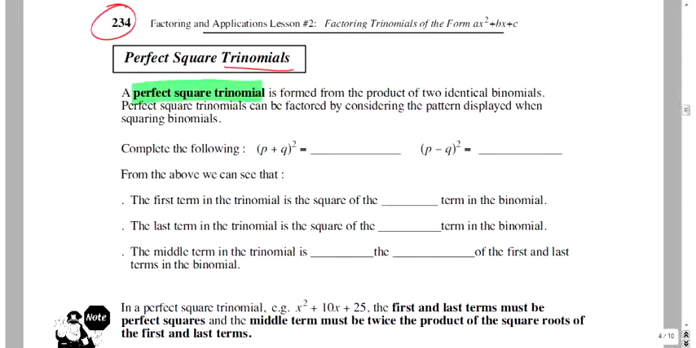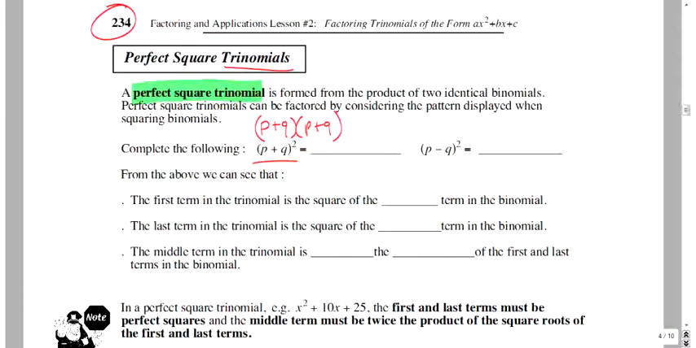How did we do them yesterday? What was it called? Method of decomposition, yes. Complete the following. I hope we know how to do that. Is that p squared plus q squared? No. First thing you do is this. p plus q squared is p plus q, p plus q. If you don't do that, you're going to get it wrong.